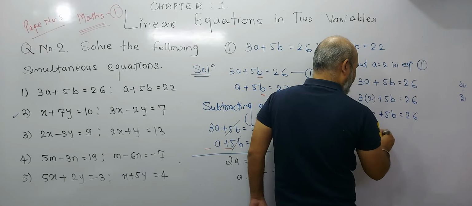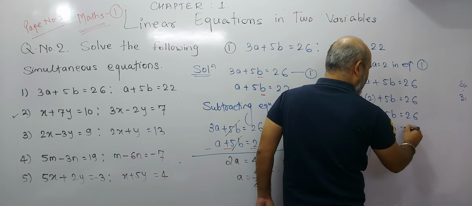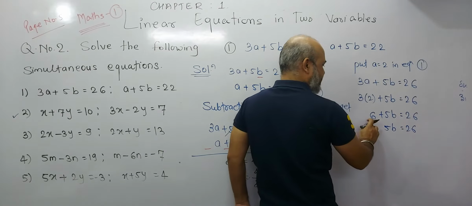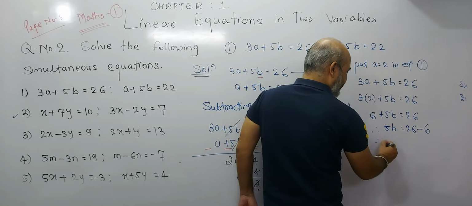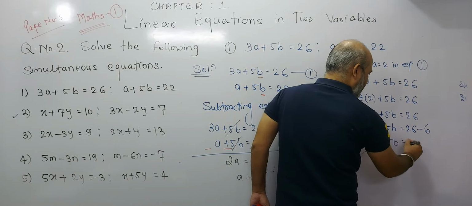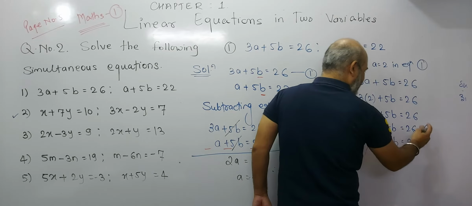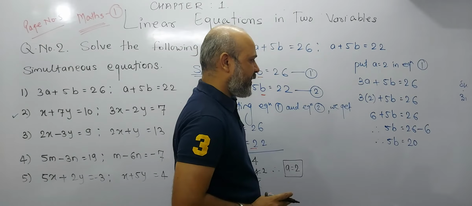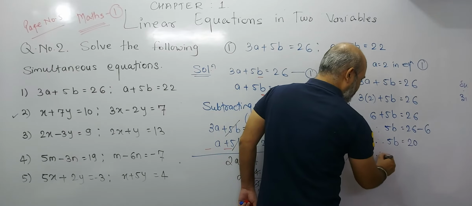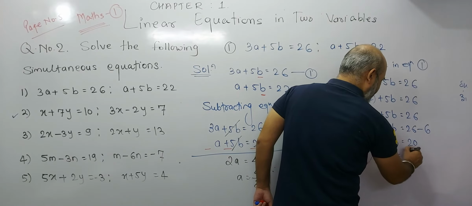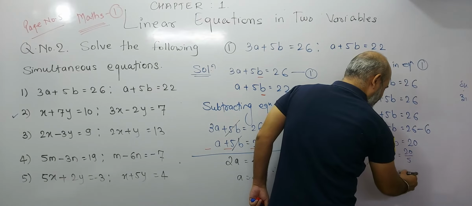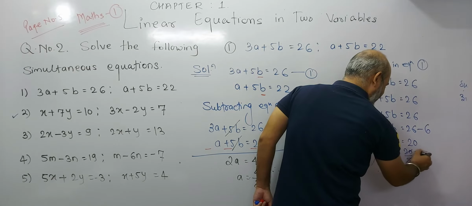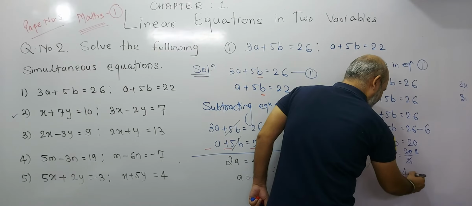Therefore, 5b is equal to 26. Transfer this 6 to the right hand side. This becomes minus 6. Therefore 5b is equal to what? 20. 26 minus 6 is 20, and therefore b is equal to what? 20 upon 5, and therefore you will write b is equal to, 5 ones are 5, 5 fours are 20. So the value of b is 4.